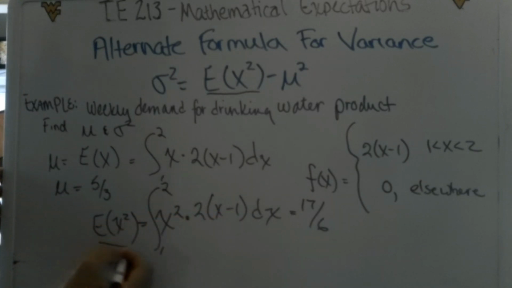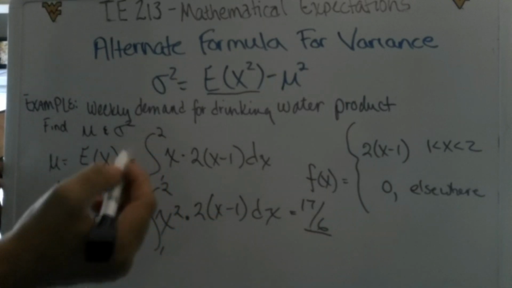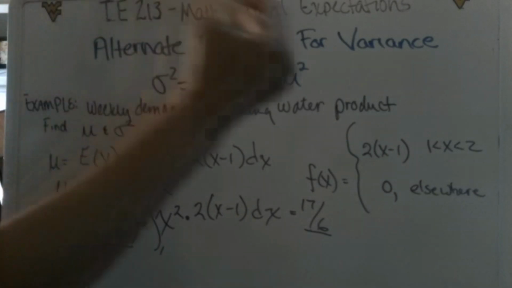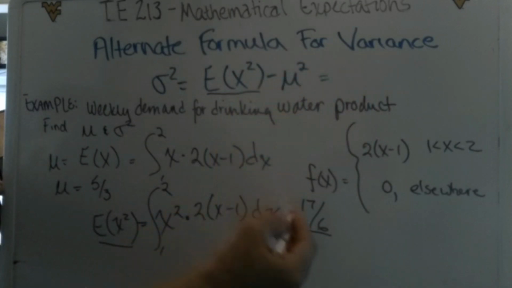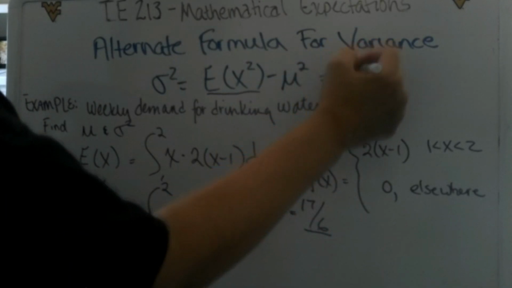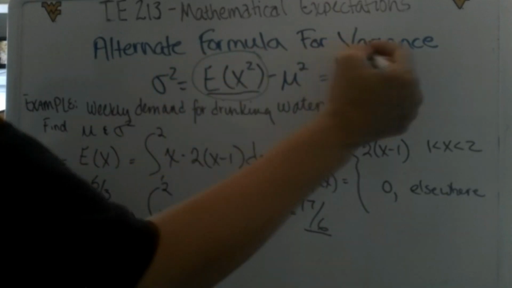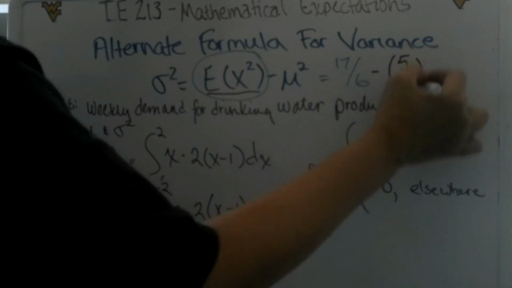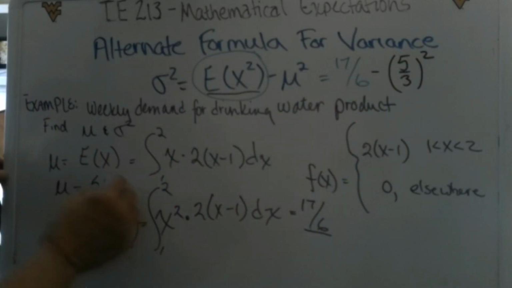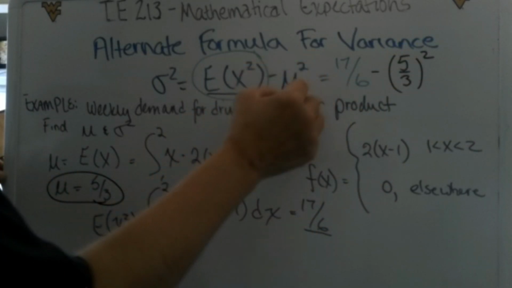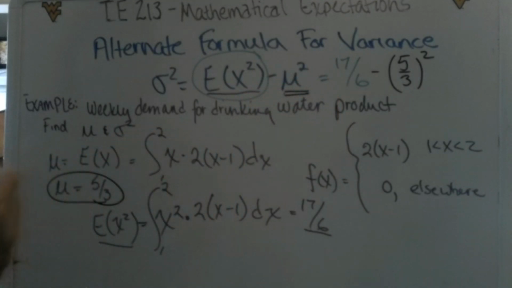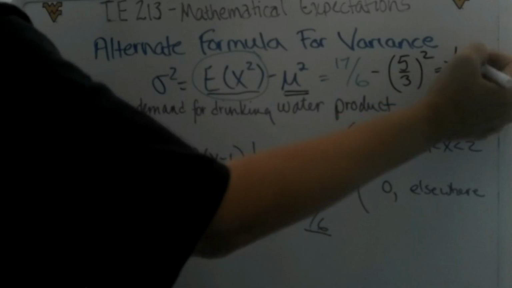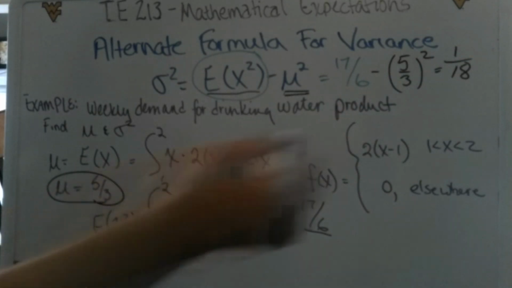So we're now going to take these two values, the mu and the expected value of x squared, and plug them into the variance formula. So this will equal 17/6 minus, we're now going to minus mu, so that's our mu squared. And when we do this, sigma squared will equal 1/18.